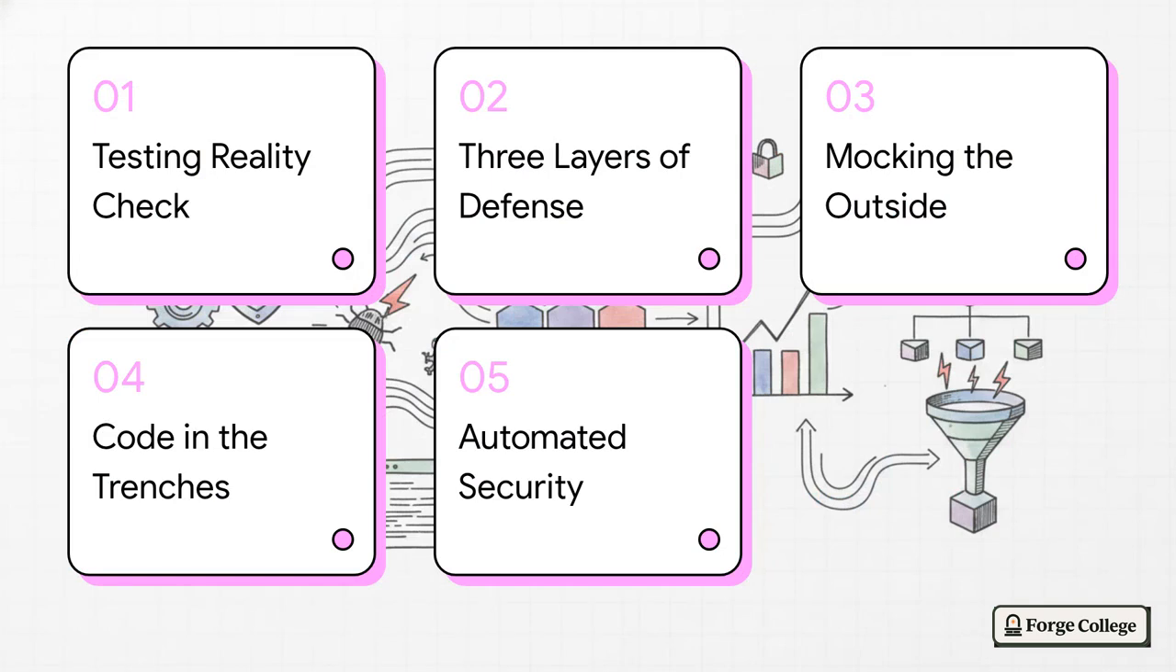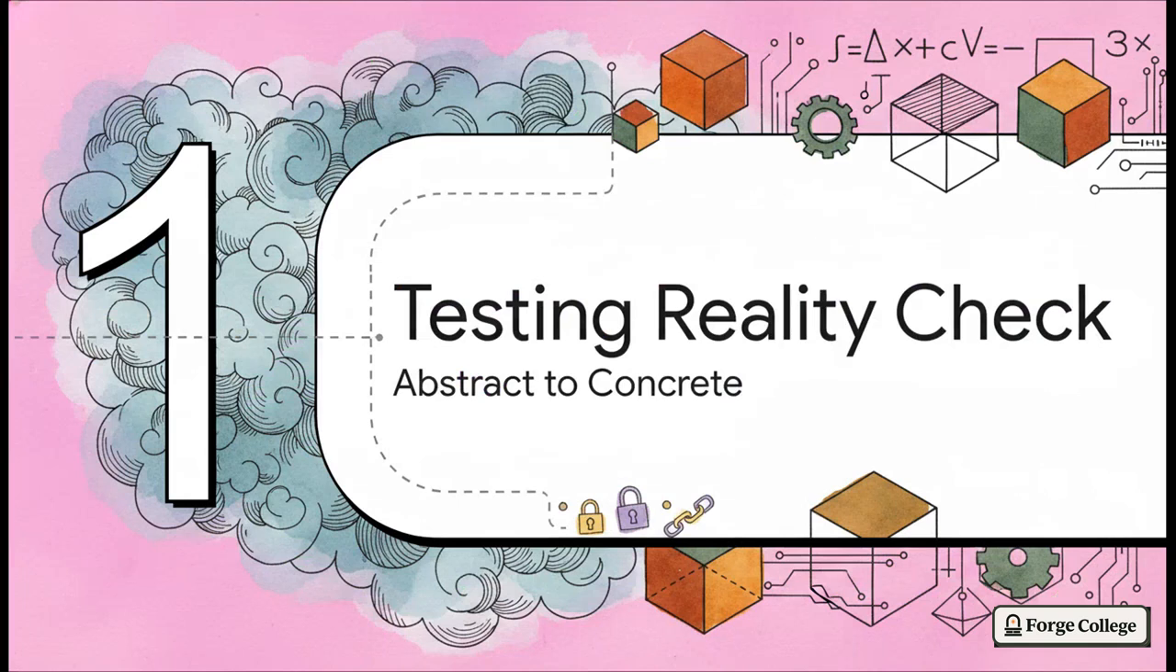Okay, let's dive right into this. Here's the schematic blueprint of the checkpoints we'll be clearing today. First, the testing reality check. Then, our 3 layers of defense: mocking the outside world, looking at code in the trenches, and finally, automated security guards. All right, kicking things off with Phase 1, the testing reality check.